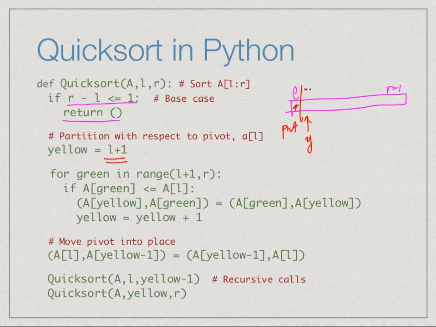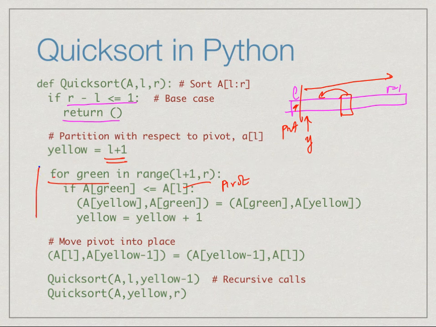And now we let green proceed. Every time we see a new green element which is smaller than or equal to the pivot, we exchange so that we bring this value to the end of the yellow zone. This is what we did with 30. And then we move the yellow pointer as well. Otherwise, if we see a value which is strictly bigger, we move only the green pointer, which is implicitly done by the for loop, and we don't move the yellow pointer.